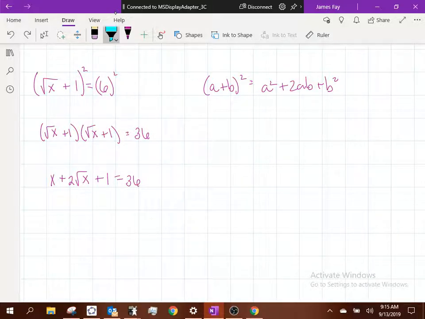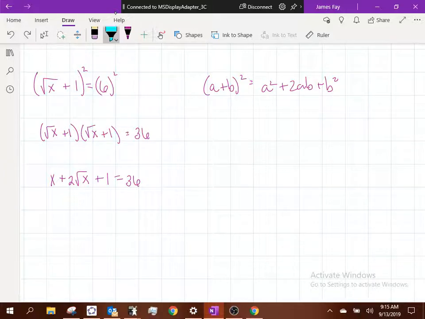When you're working with extraneous solutions, just because one of them works does not mean the other one works. Just because one does not work does not mean the next one works. Does that make sense? You have to individually check every one of them.